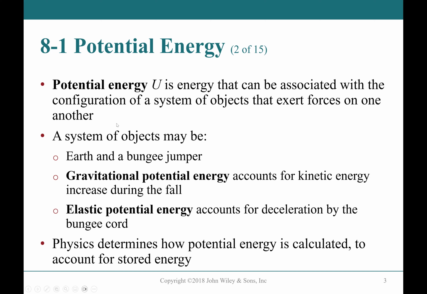So this is associated with the objects in the system. And we have a lot of systems. We have Earth, bamboo. They are different systems, as long as you have objects in them. And here we have different types of potential energy. One very important type is what we call gravitational potential energy, which is what we did in class today. Gravitational potential energy accounts for the kinetic energy increase during the fall. And we also have elastic potential energy, which accounts for the deceleration by the bungee cord.